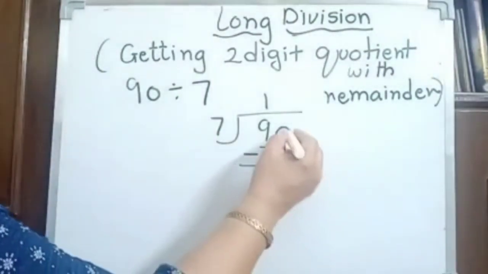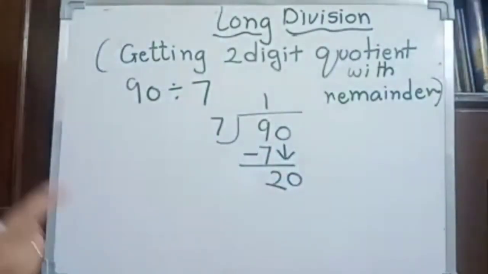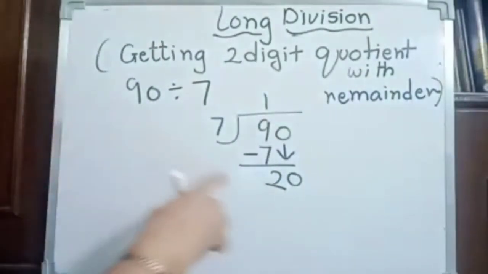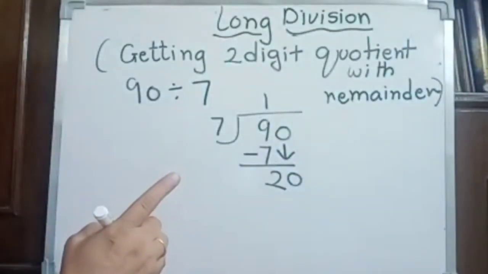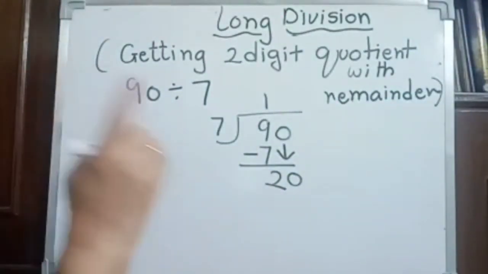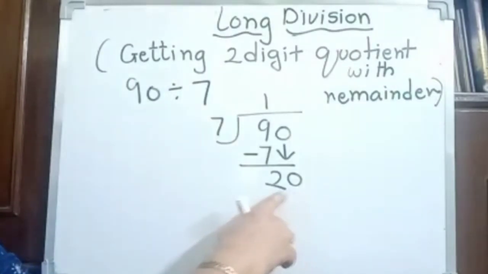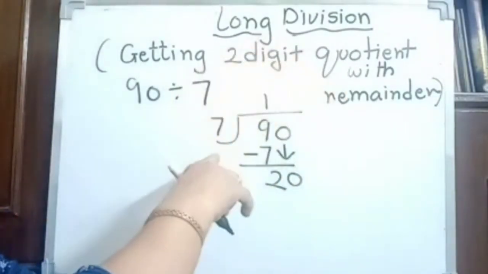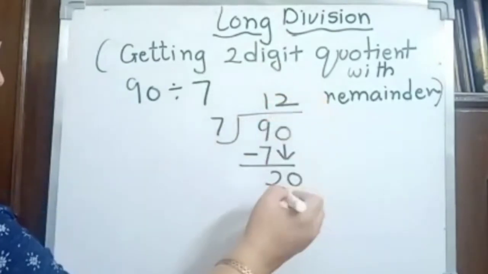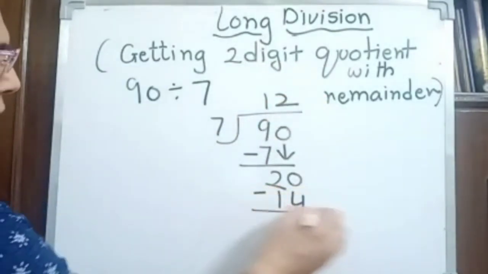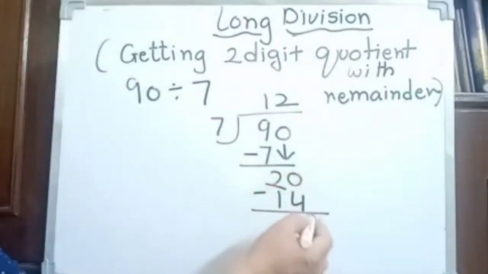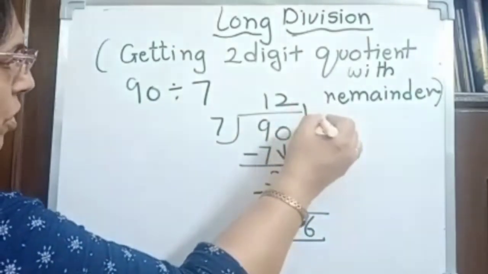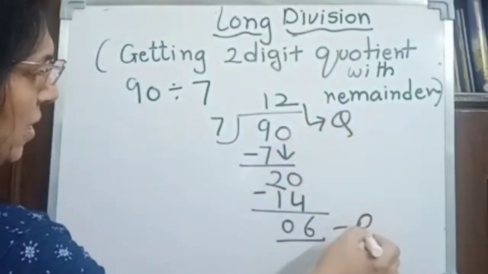Now what to do? Take the number 0. Now count the table of 7, less than 20. 7 ones are 7, 7 twos are 14, 7 threes are 21. Oh, it's more than 20. So go to 7 twos are 14. So 0 minus 4, no. Take one number from here. 10 minus 4, 6. 1 minus 1, 0. So this is the quotient and this is the remainder.